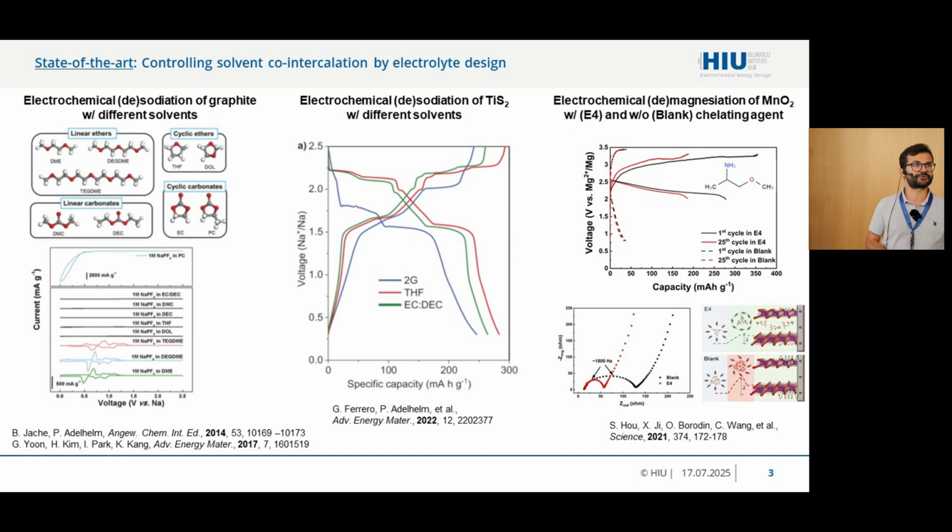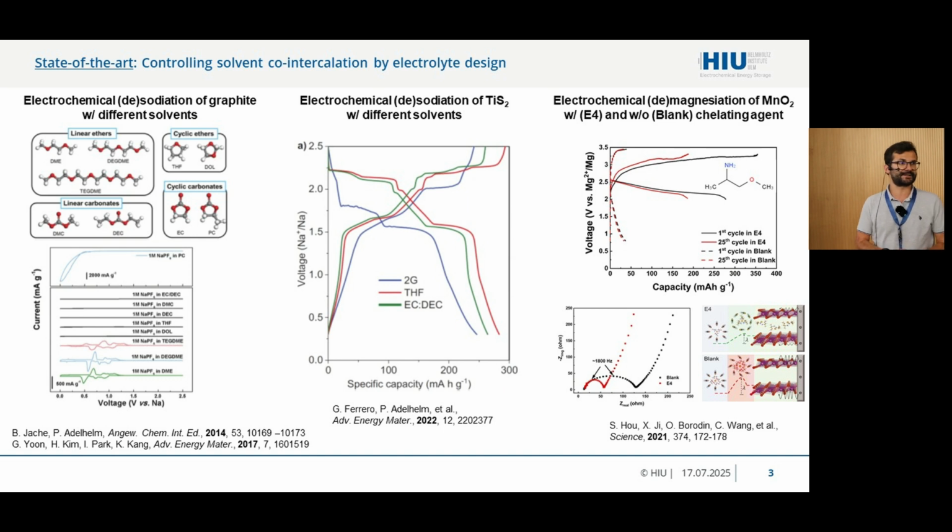Solvent co-intercalation is actually a phenomenon that is not entirely new. It has been described in literature, most famously for solvated sodium ions that can intercalate into graphite, which was discovered by the Adelhelm group in 2014. They have shown that if we use glyme solvents in the electrolyte, solvated sodium ions can reversibly intercalate into graphite. But this is possible not only on the negative electrode side, also on the positive electrode side. For example, in titanium disulfide, solvated sodium with a diglyme electrolyte can also intercalate and shows different electrochemical properties than desolvated sodium intercalation.